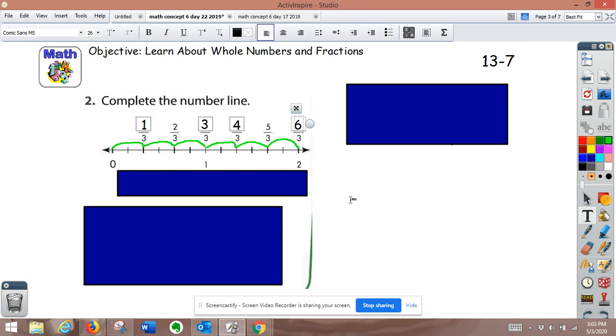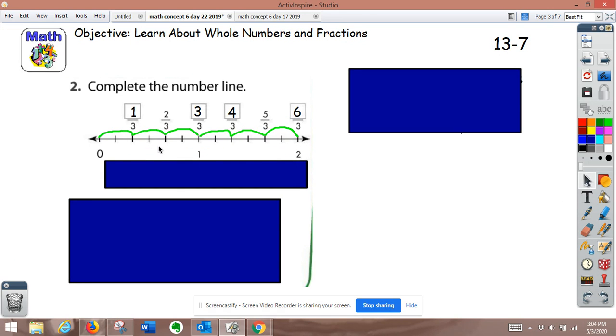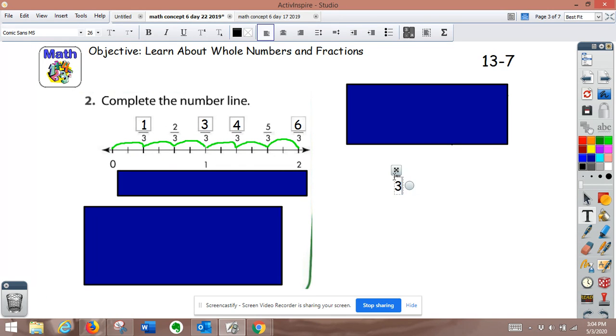And again, I always want to double check my work. So if I count those thirds, let's see, yep, there was 1, 2, 3, 4, 5, 6. So I noticed that when I got to 3/3, 3/3 is the same as 1. 3/3 is equivalent to 1. I'm going to write that over here just because I like to remember it. 3/3 equals 1. I also see 6/3. 6/3 equals 2.